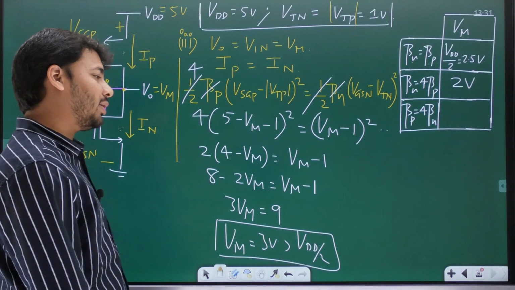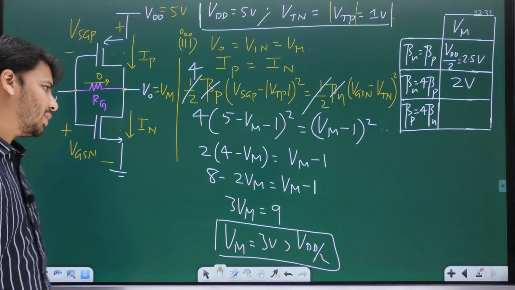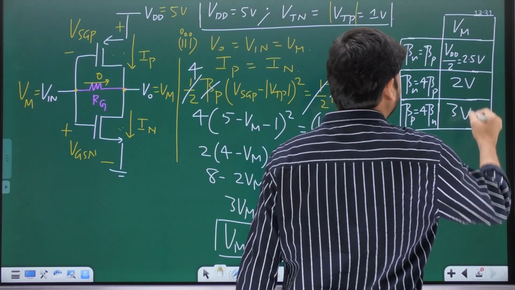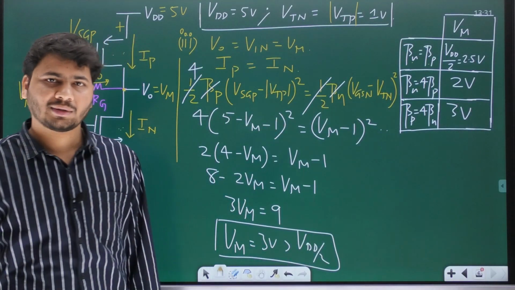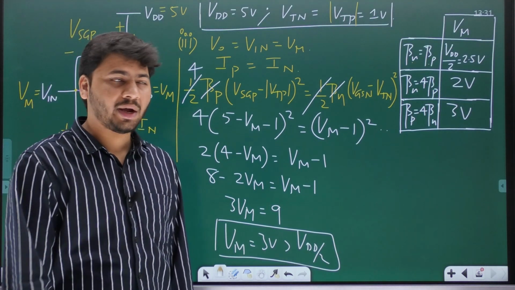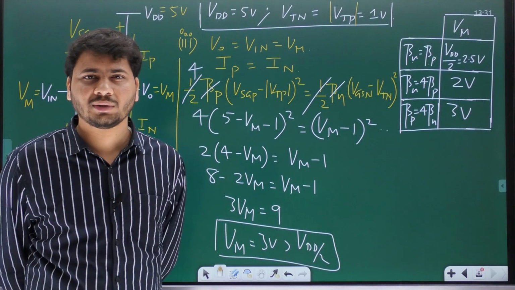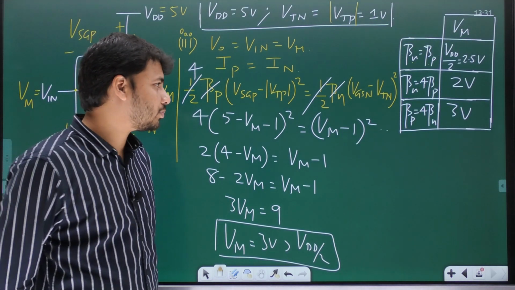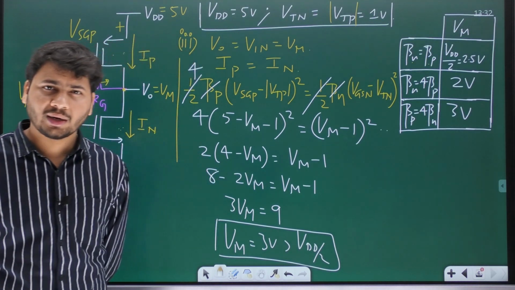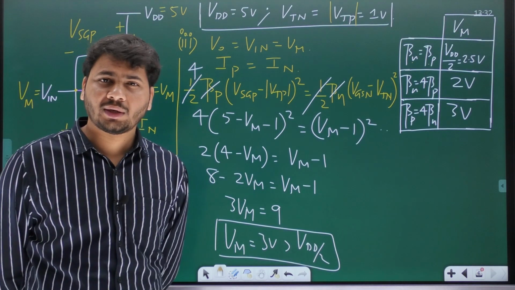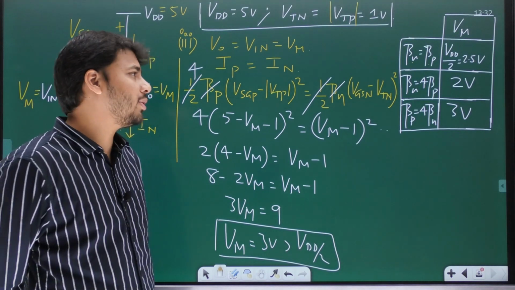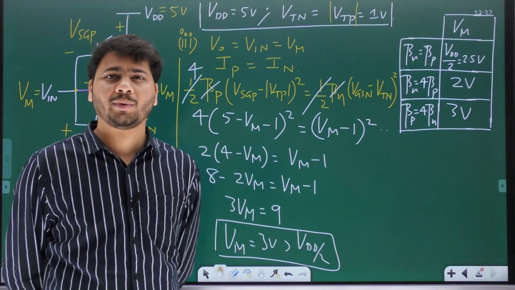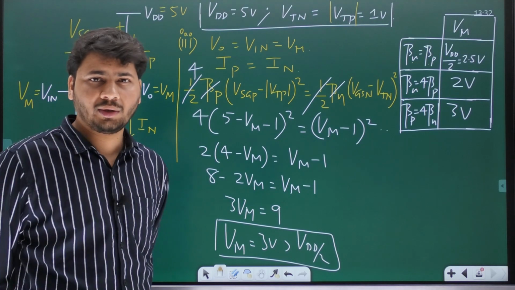So in the third case, when PMOS is 4 times stronger than NMOS, the value of Vm is 3 volts. So only when both the transistors are equally strong or matched, the switching threshold is equal to half of the supply voltage, that is VDD by 2. And if the NMOS is stronger than PMOS, then the switching threshold will be less than VDD by 2. And if the PMOS is stronger than NMOS, then the switching threshold will be greater than VDD by 2.